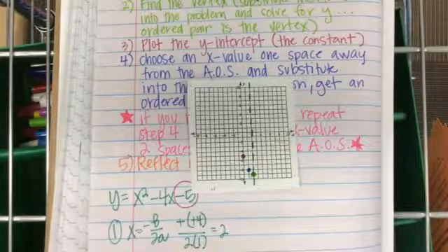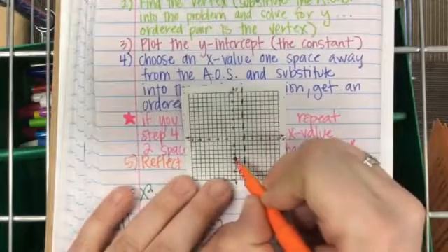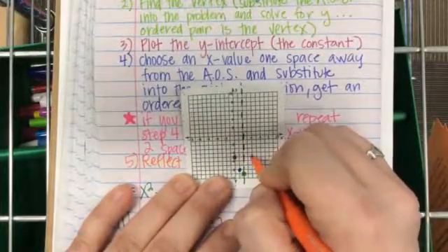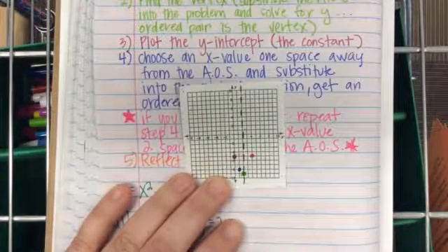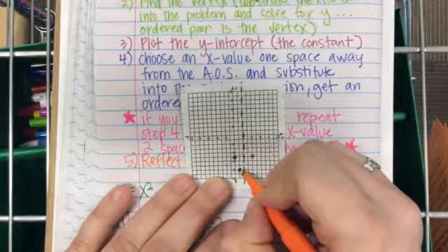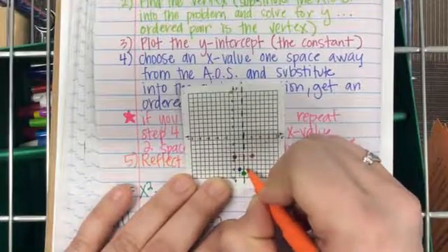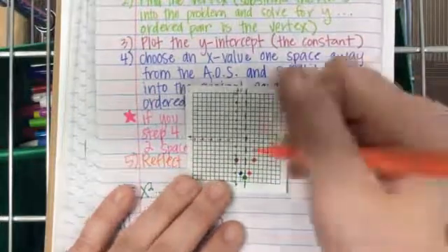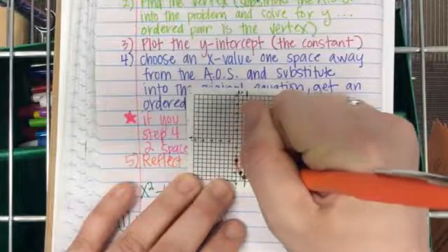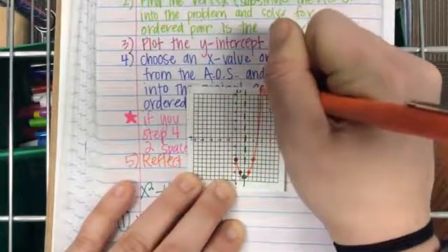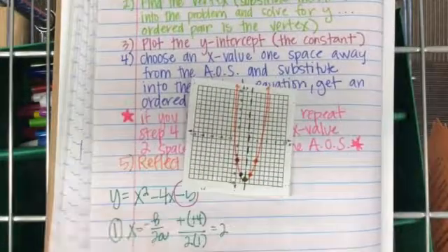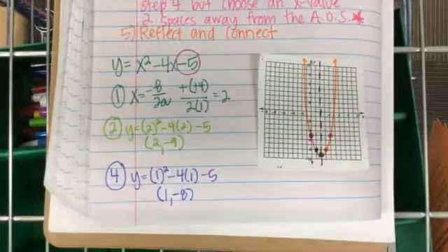Last step, reflect and connect. So this point is 2 spaces away, so I'm going to go 2 spaces away on the other side. This one's 1 space away, so I'm going to make it 1 space away on the other side. When you connect, how do you connect it? No straight lines, artistically, right? That's graphing.